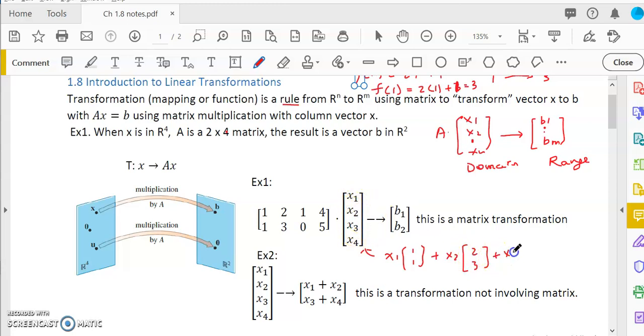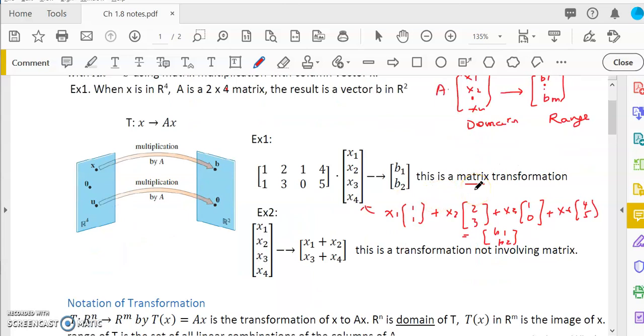After you add x3 and then 1, 0 and 4, 4, 5, you get to equal to B1, B2. Okay, so this is called a matrix transformation because you're using a matrix. And remember, the matrix has to be in front of your input matrix.